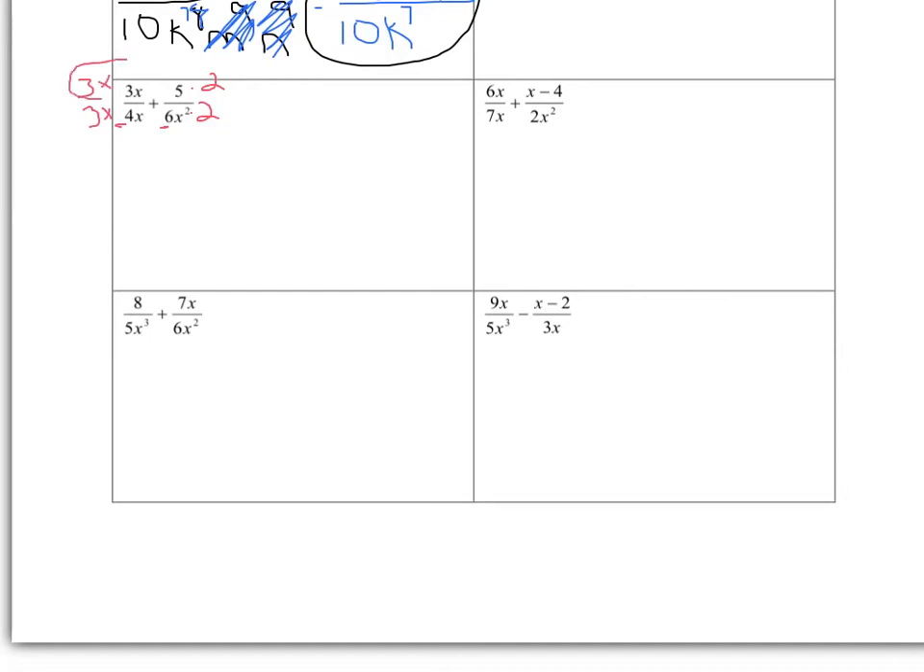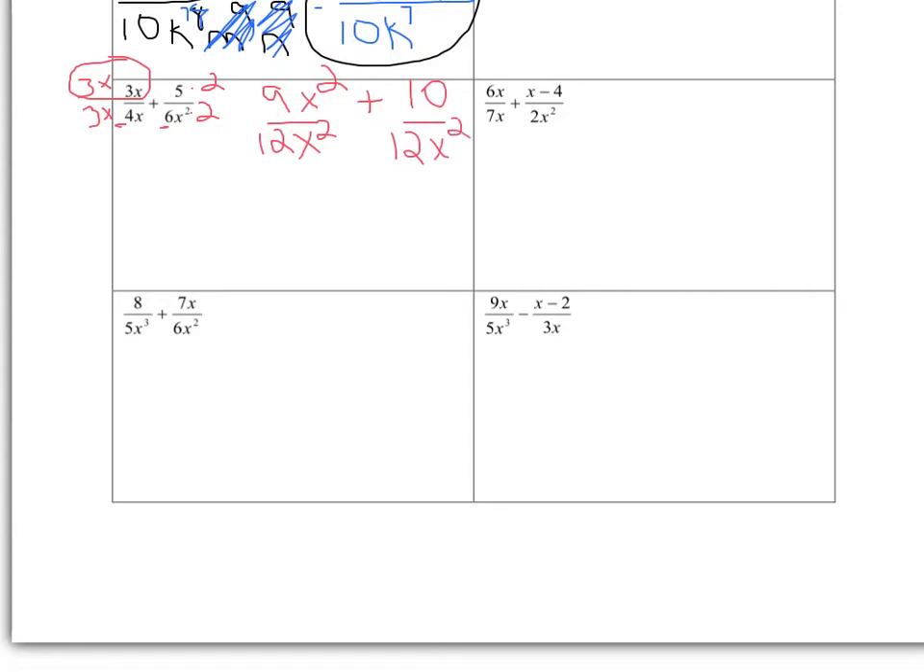So 3x times 3x is 9x squared. And 5 times 2 is 10, so that's plus 10 over. And on the bottom, 3 times 4 is my 12. X times x is my x squared. And then 6 times 2 is 12, and I have x squared already. And then I'm just going to add.